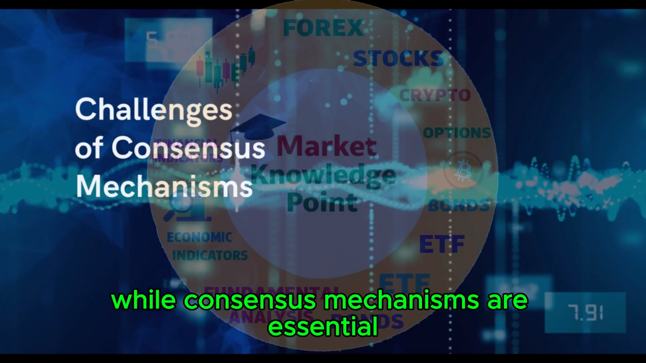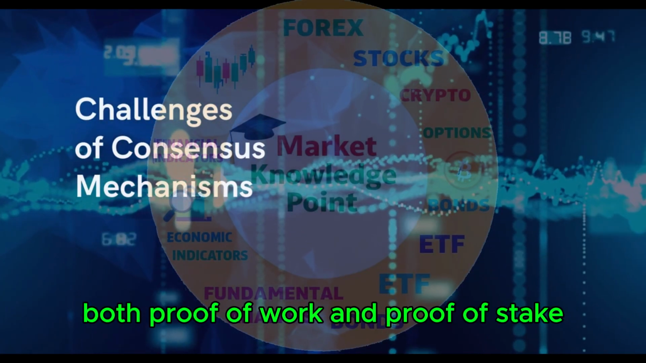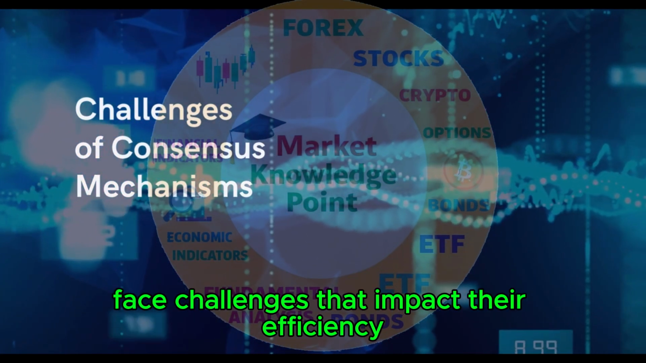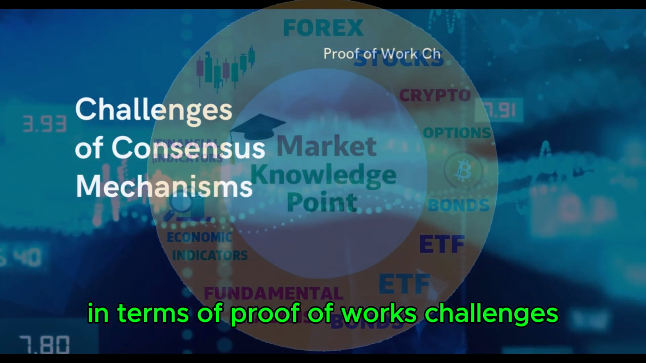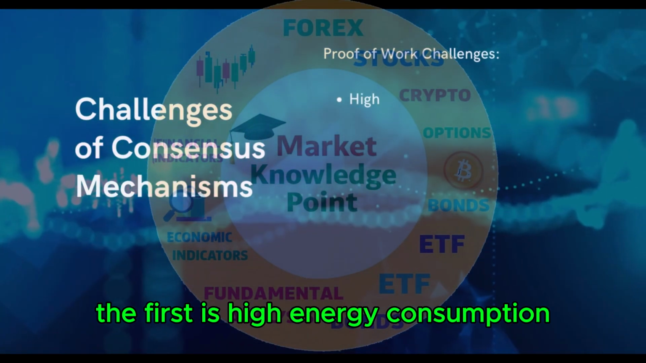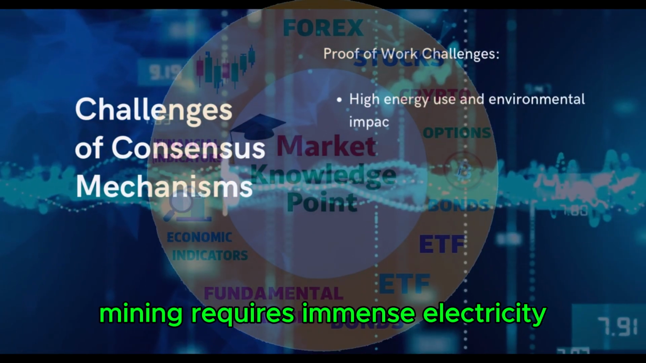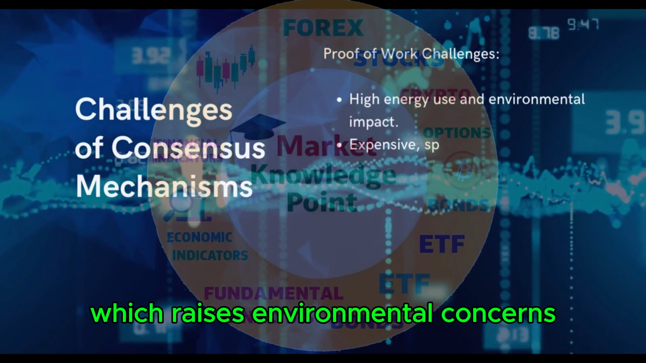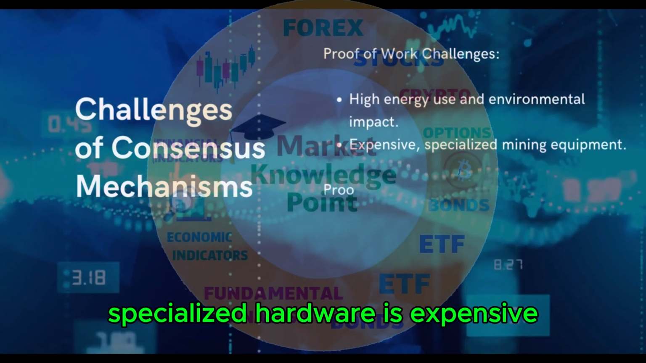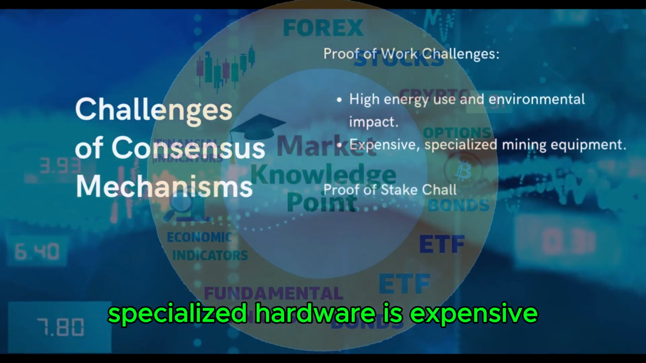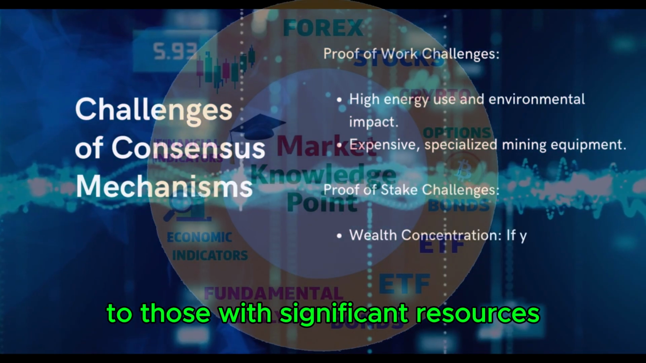While consensus mechanisms are essential, both proof of work and proof of stake face challenges that impact their efficiency and their fairness. In terms of proof of work's challenges, the first is high energy consumption. Mining requires immense electricity, which raises environmental concerns. And the second point is around costly equipment. Specialized hardware is expensive, which limits participation to those with significant resources.